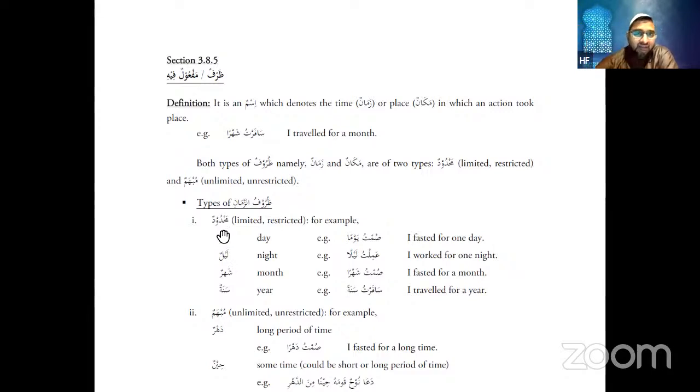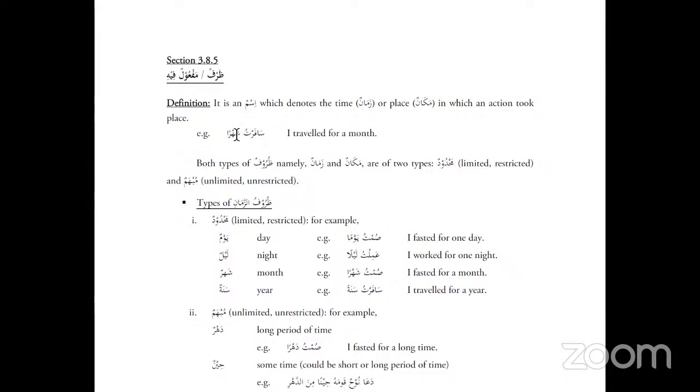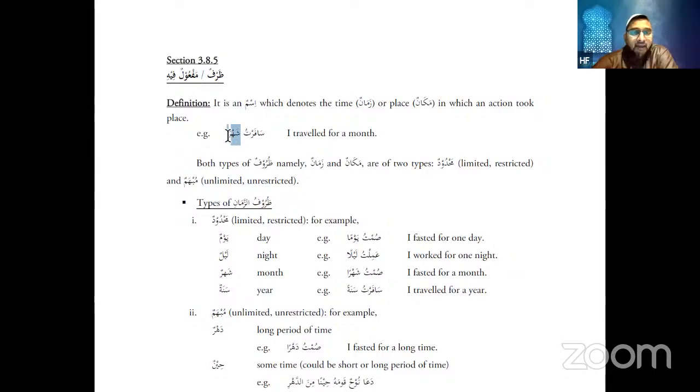Let me give you an example first. Safartu shahran. I traveled. When did you travel? How long did you travel? For a month. Exactly. Shahran here is an adverb of time. So whenever you have a verb and you want to bring time and place, they will always be in the accusative case, mansub with a fatha or a fatha tanween.